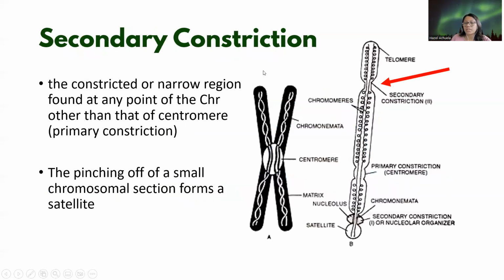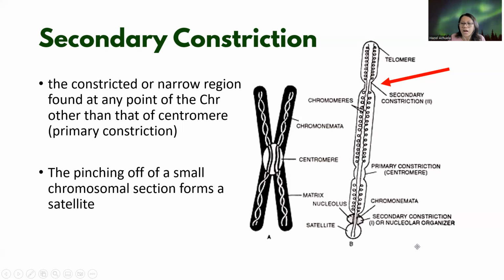Next, we proceed to secondary constriction. Pag sinabi natin constriction, it's actually a narrow region, right? So it's a narrow region of the chromosome found at any point except doon sa centromere. Yan yung secondary constriction. So it's the pinching off of a small chromosomal section forming a satellite. So ito yung tinatawag nating satellite. So we have here a secondary constriction. We have another here, secondary constriction.